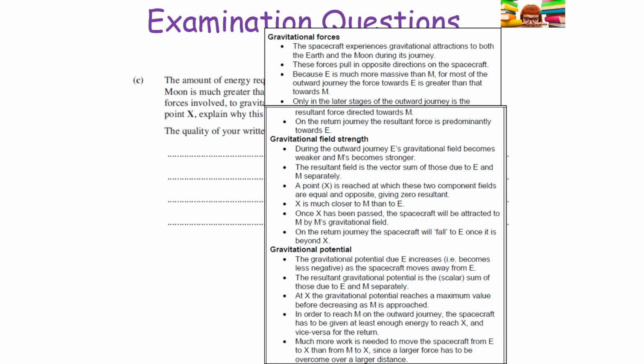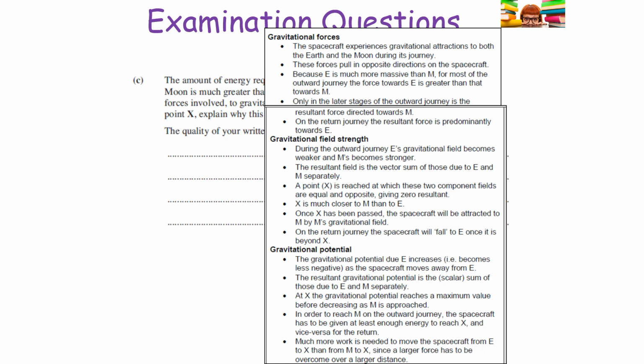Why is that? Because the Moon is much less massive than the Earth, so its gravitational field strength is going to be a lot smaller at the equivalent distance than the Earth's would be. Now once X has been passed, the spacecraft will be attracted towards the Moon, because the gravitational field of the Moon is then more dominant, but on the return journey the spacecraft will go towards the Earth once it's beyond that point X.